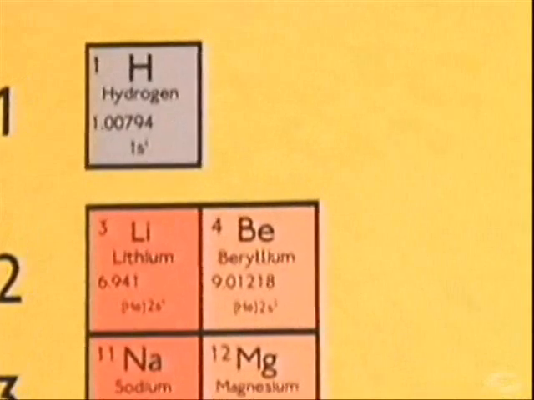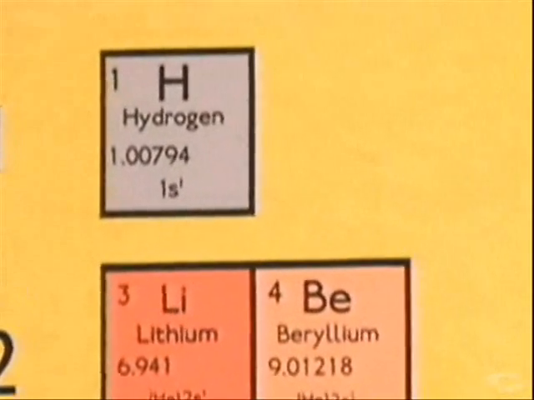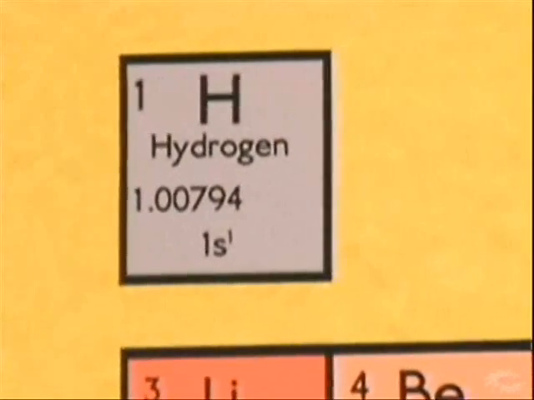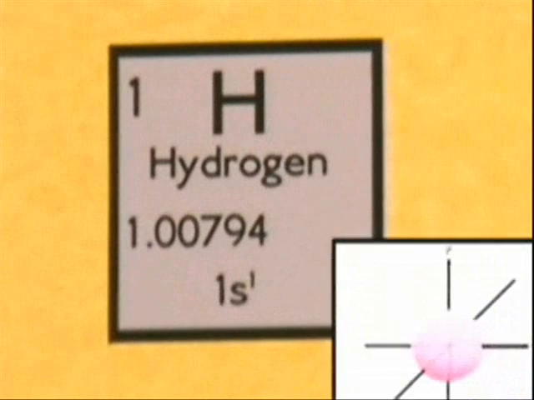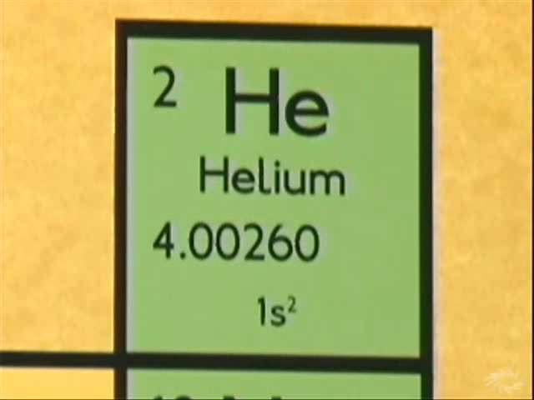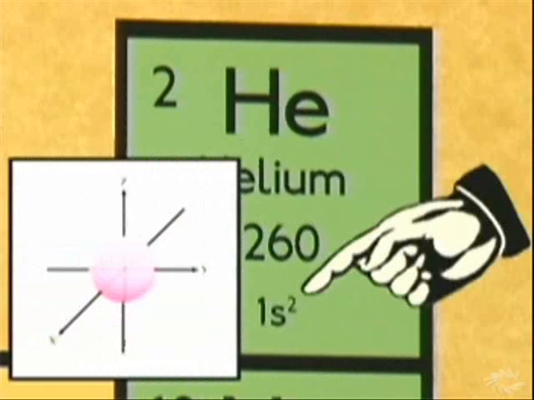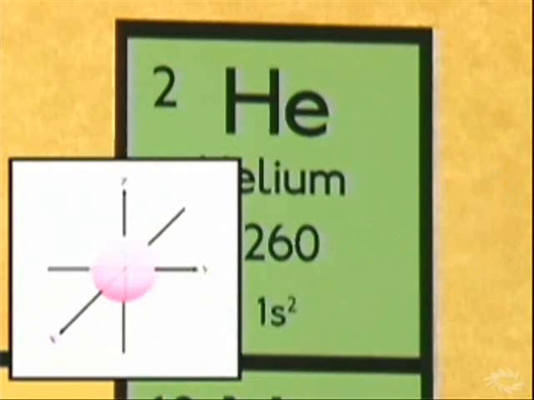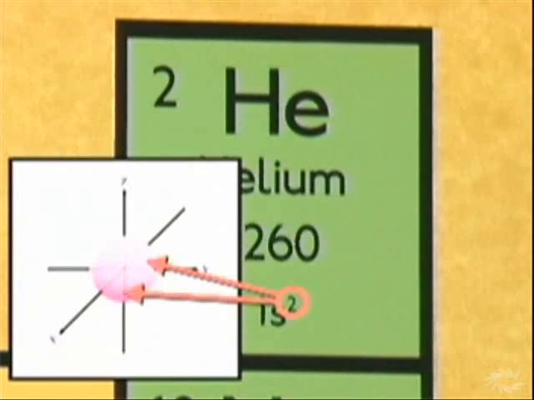Let's look at some examples of how the electron configurations of atoms are written. Hydrogen has only 1 electron in an s-shaped orbital. It is written 1s1. Helium has 2 electrons in an s orbital. It is written 1s2. This is saying that in the first energy level the s-shaped orbital is filled to capacity with 2 electrons.